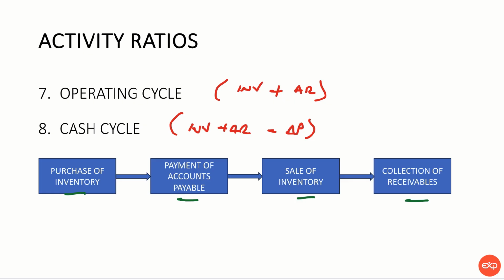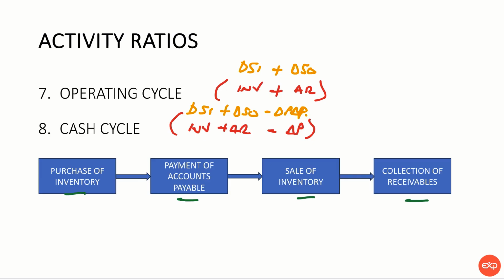So now that we know what each of the cycles involves, whether it's inventory, AR, or AP, we are now able to work it out. We will use the days ratios to work it out. So we have operating cycle, which is inventory plus AR, so that is DSI plus DSO. And then for cash cycle, it's DSI plus DSO minus DPAP.